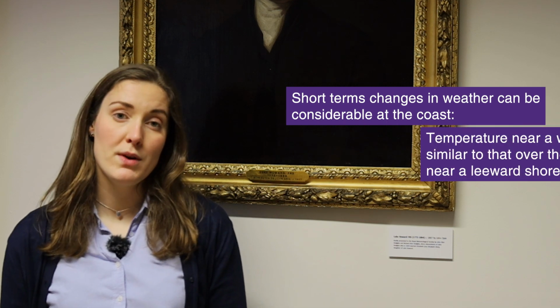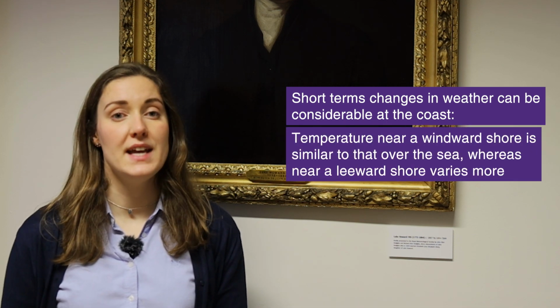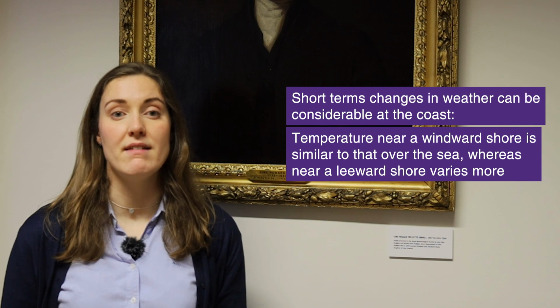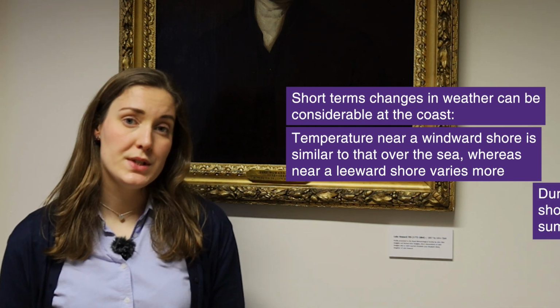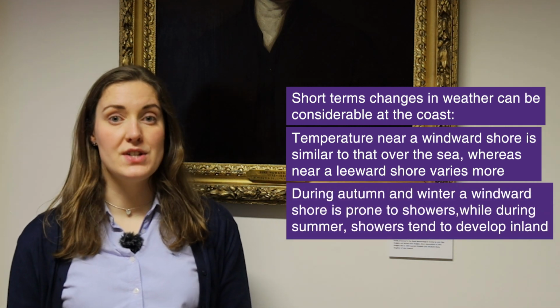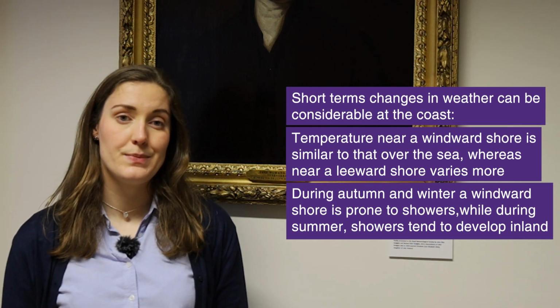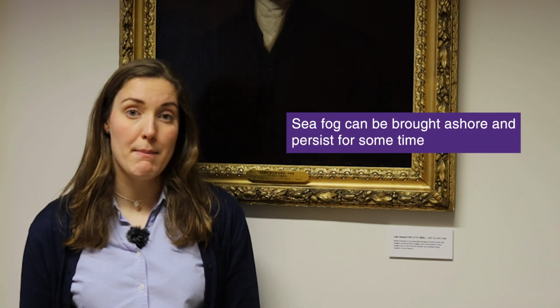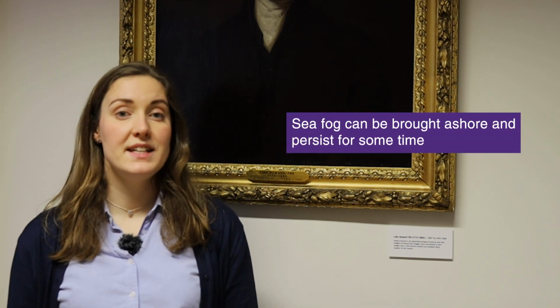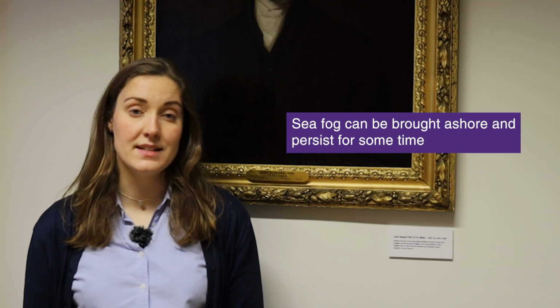The temperature near a windward shore is similar to that over the sea, whereas near a leeward shore it varies much more. During autumn and winter, a windward shore is prone to showers, while during spring and summer, showers tend to develop inland. On the other hand, a sea fog can be brought ashore and may persist for some time, while daytime heating causes fog to clear inland.